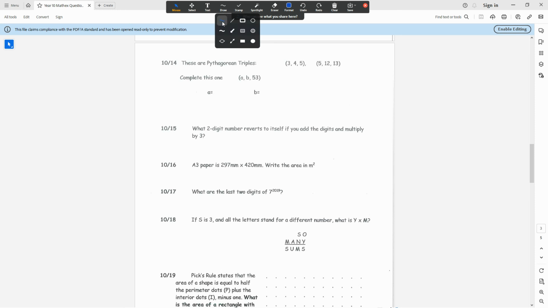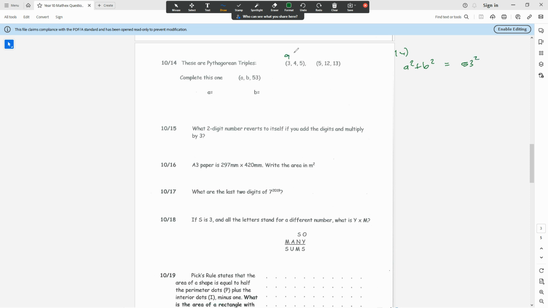So the Pythagorean triples says here 3, 4, 5, 5, 12, 13. Complete this one. A, B, 53. All right. So the only way we could possibly do this would be to have two numbers. Remember, we got a squared plus b squared, which was equal to 53 squared.